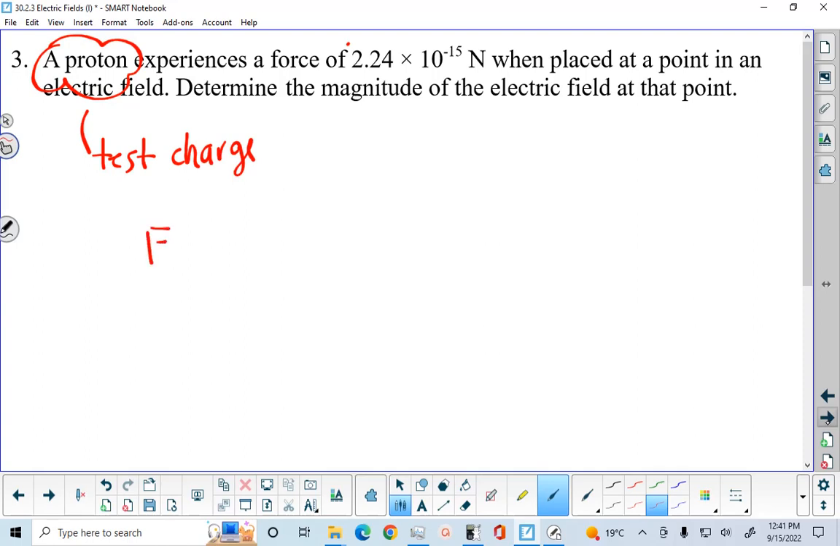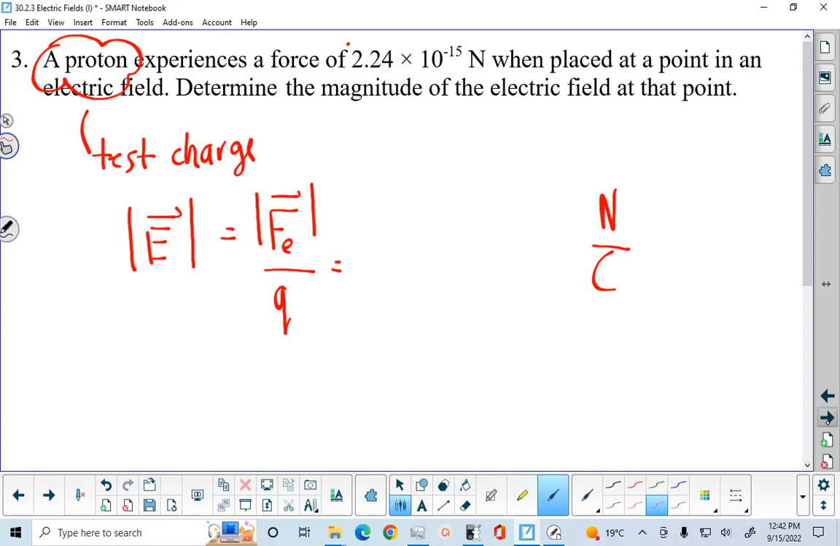And electric field strength in terms of test charges can be calculated by taking the amount of the electric force over the amount of the test charge. This is why we've been writing newtons per coulomb for electric field strength. So all we have to do in this question is go 2.24 times 10 to the negative 15 newtons divided by the charge of a proton.